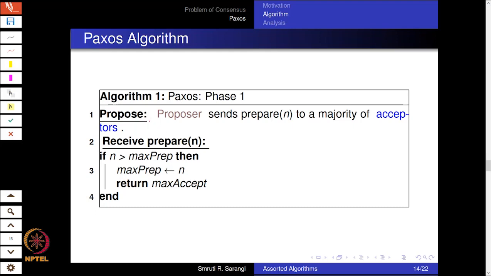We start by sending a prepare message to a majority of acceptors. It is assumed that the size of the network is known. So to a majority of acceptors, we send a prepare message. The other very important point to note over here is that in the prepare message, we only send the message number, which is assumed to be unique. So no two messages will have the same number. We are not sending the value.